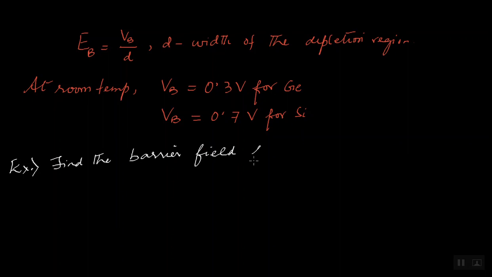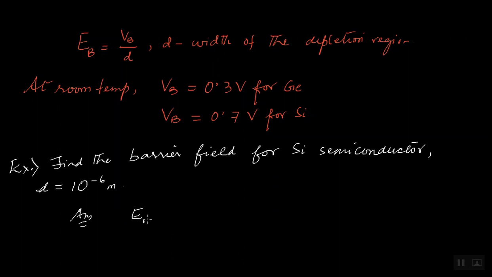Find the barrier field for silicon semiconductor. The width of the depletion region is already given, and that is equal to 10 to the power minus 6 meters. So how do you find this?